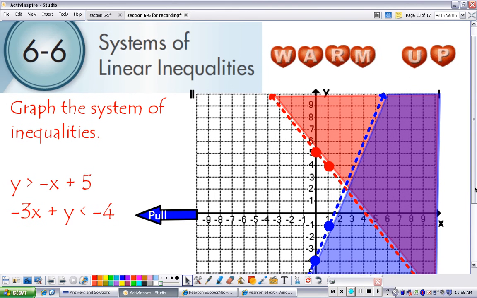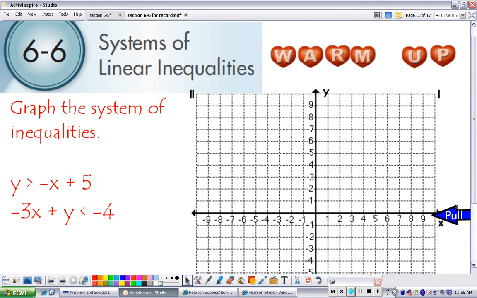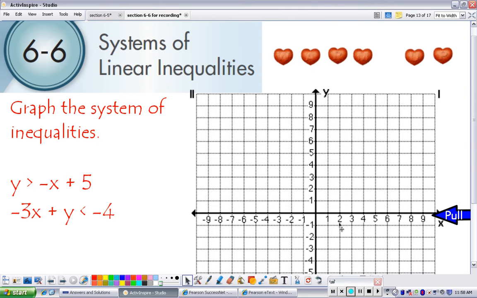Welcome to part 2 of section 6.6, Systems of Linear Inequalities. As a warm-up, let's go ahead and practice graphing the system of inequalities like we did yesterday.